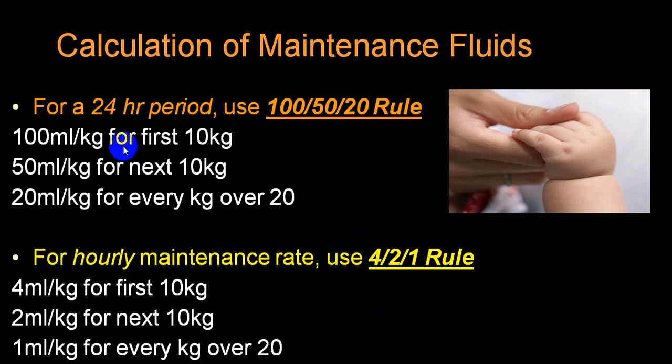And this is 100 ml for the first 10 kg, 50 ml for the next 10 kg, and 20 ml for anything above 20 kg. So suppose the person is 50 kg, so 100 plus 50 plus for the rest, 30 times 20, that is 600. So 750. Now roughly, this is per day, this is per day for 24 hours.